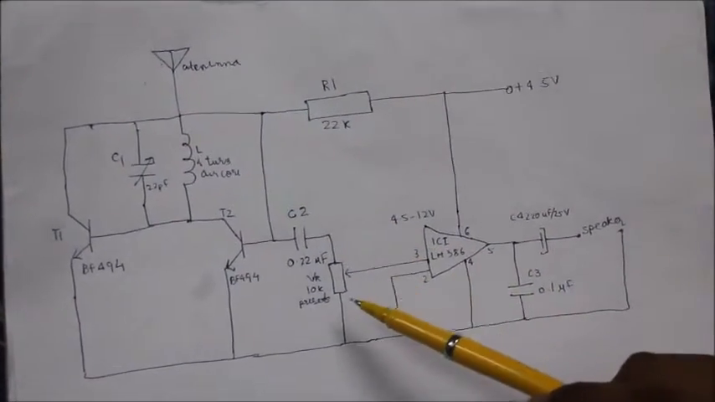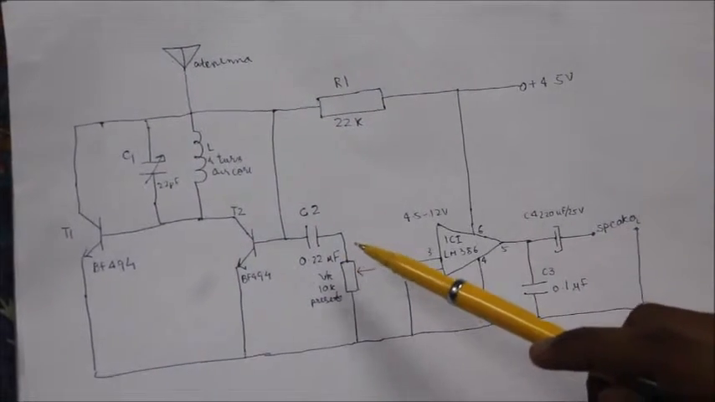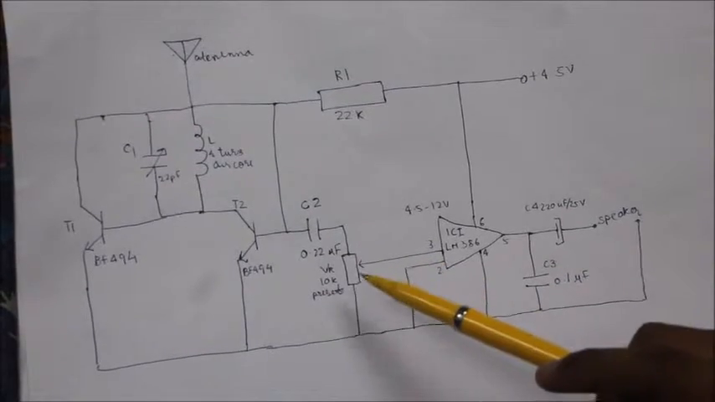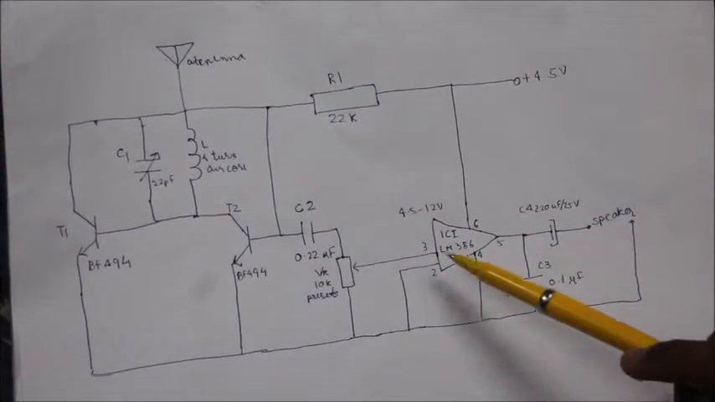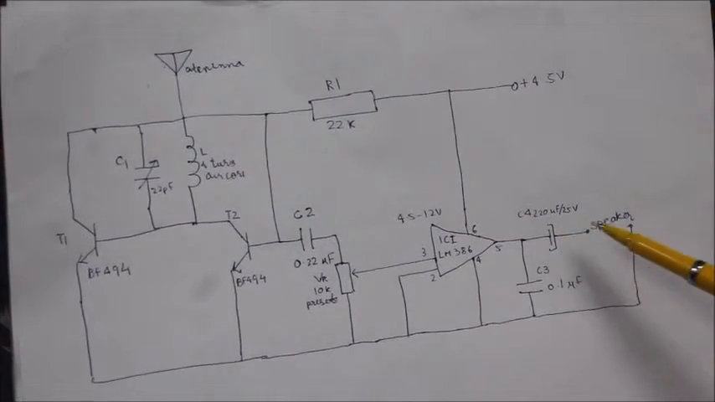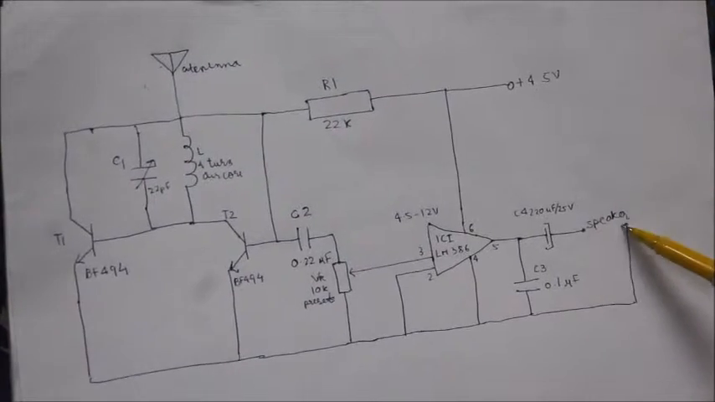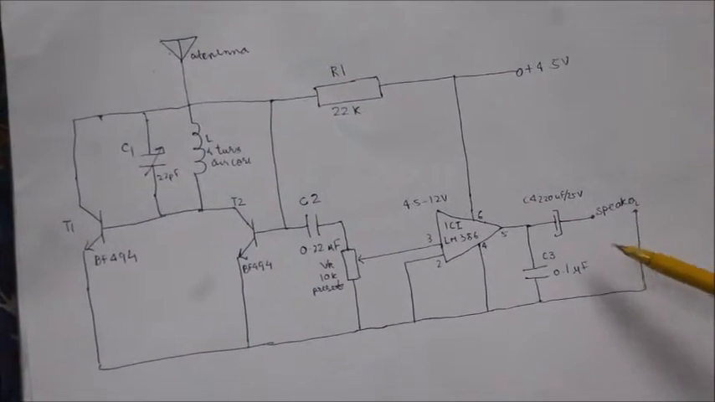Then it moves to the preset. Preset is used to control the volume to the input of the IC. Then this IC is used to amplify the sound. Then the output is obtained at two particular points, and it can be heard through a speaker or microphone or headphone, anything.